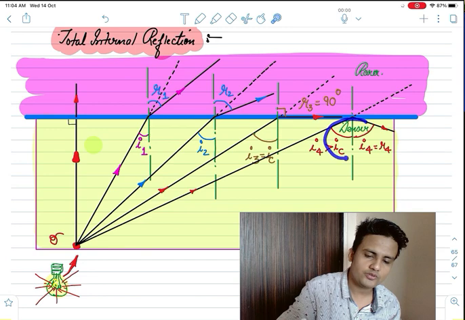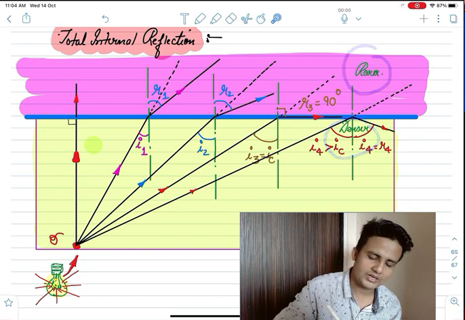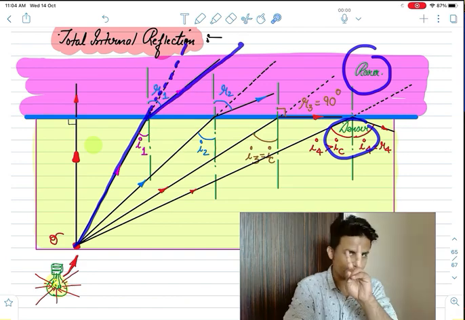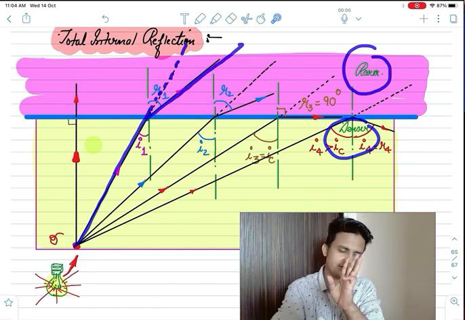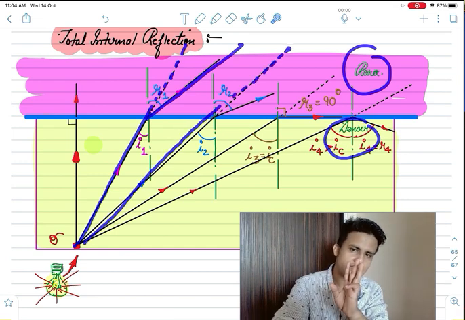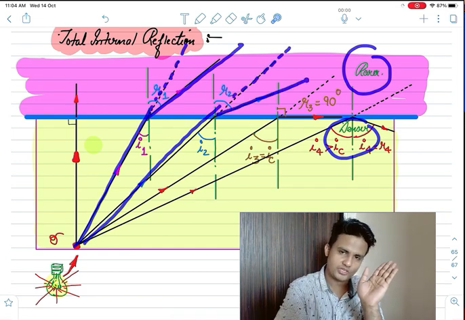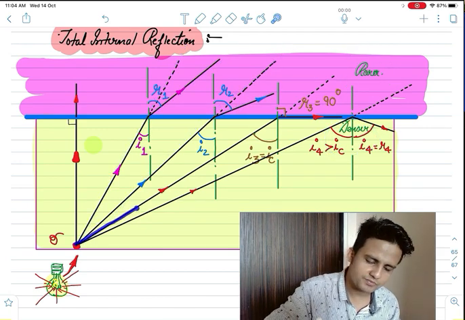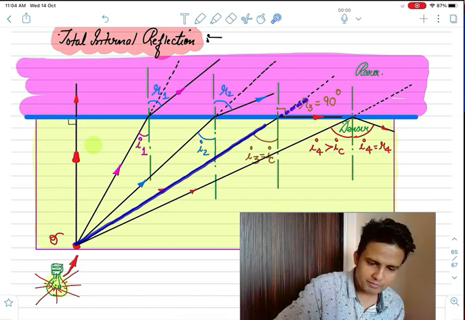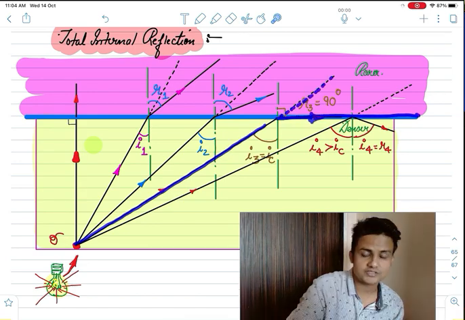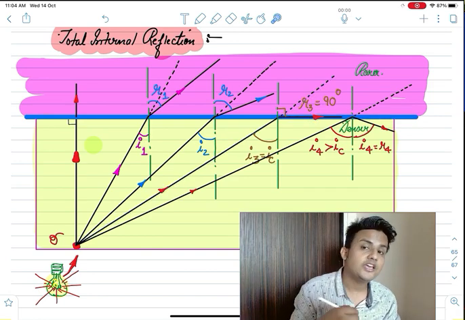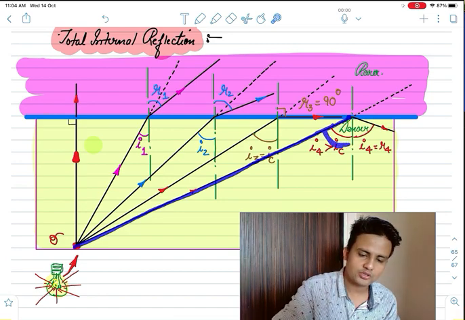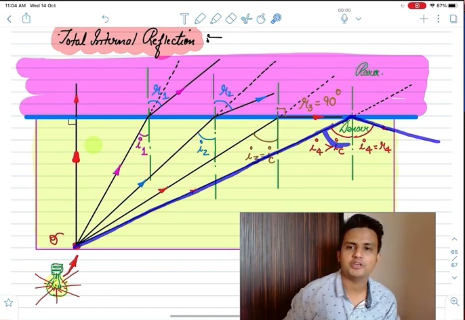But when you are going from a denser to a rarer medium and you are going inclined, you should have gone like this, but the beam bends and goes here. So this is the second beam. Let's take the third beam. It would have gone like this, but it is bending and going here. Let's take the fourth beam. It should have gone like this, but it will bend and go along the interface. Now, if you increase this angle of incidence, the beam will bend and come back inside the same medium.